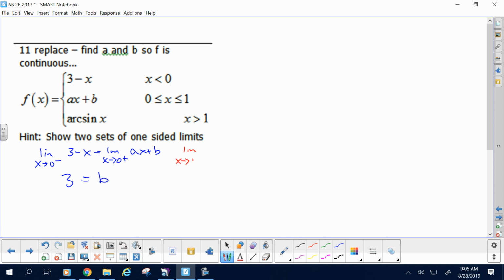The limit as x approaches 1 from the left uses what branch? Ax plus b, and I might as well put in the B now. So I'm going to say ax plus 3 instead, although you could keep the b if you like. The limit as x approaches 1 from the right uses which branch? Arcsine of x. Now again, direct substitute. At 1, what does the line approach? As x goes to 1, by direct substitution, this is just a times 1 plus 3, or a plus 3, yeah? On the right side, what is arcsine of 1? Pi over 2. Sine is 1 at an angle of pi over 2. Therefore, A is pi over 2. That's what good work should look like.